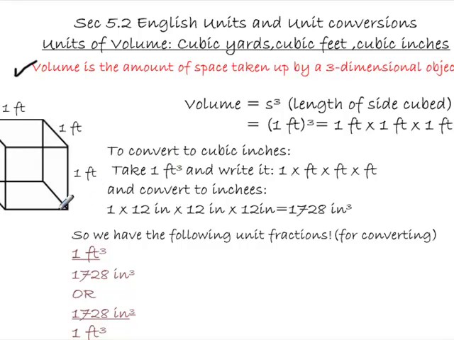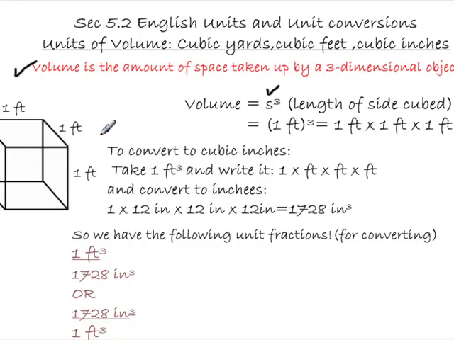So every face is a square, every side of the cube is a square, and it's basically a perfect square box. In this example, I have a 1 foot by 1 foot by 1 foot box, and the formula for the volume of a cube is s cubed, s raised to the third power. Since my side is 1 foot, 1 foot cubed is equal to 1 foot times 1 foot times 1 foot, which is 1 cubic foot.